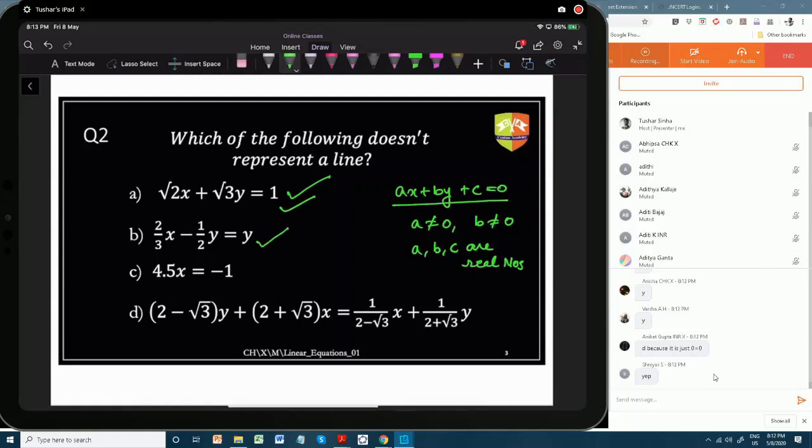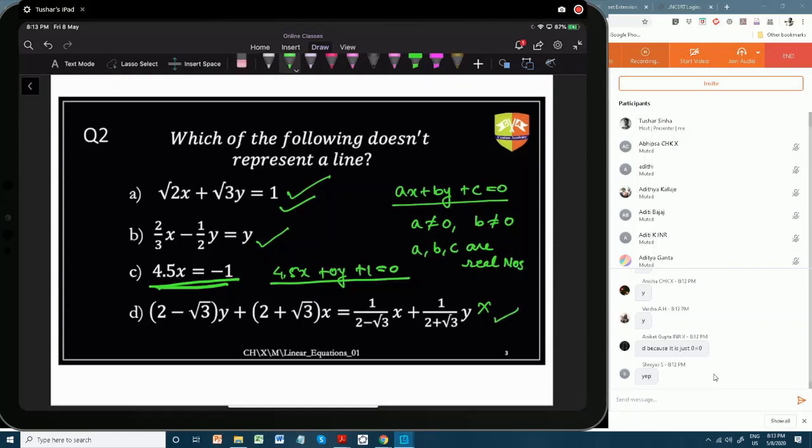This one also satisfies. You just manipulate. This one also is a linear equation because this is 4.5x plus 0y plus 1 equals 0. So this one is very much a linear equation. This one is not a linear equation. Why? Because this is 0x plus 0y plus 0 equals 0. This is that form. Why?